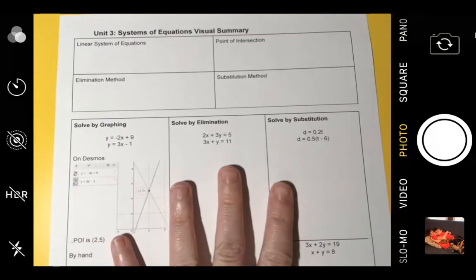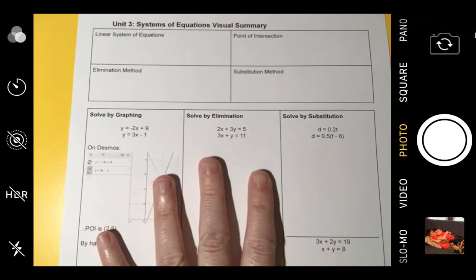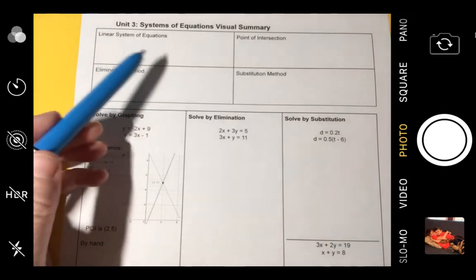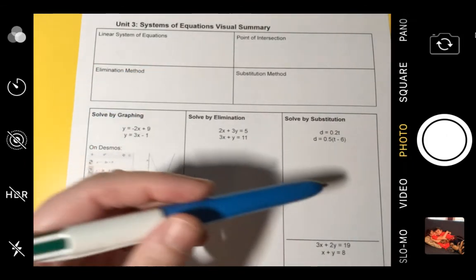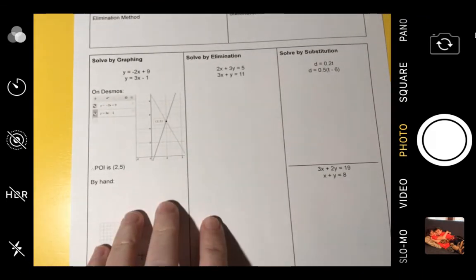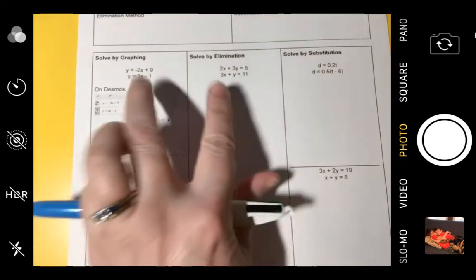This is going to be used for both the 2Ps and 2Ds, just like everything in this unit. So I have four terms that we've learned this unit, and we're going to summarize those, and then I'm going to do an example question of each type of solution method that we did in this unit.